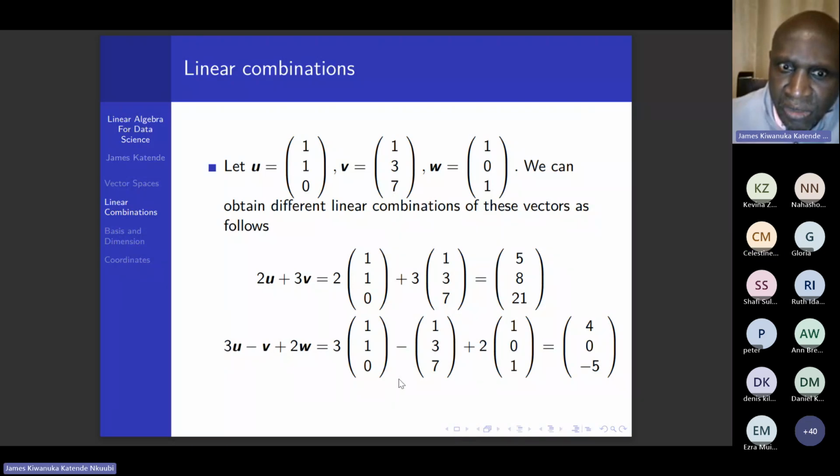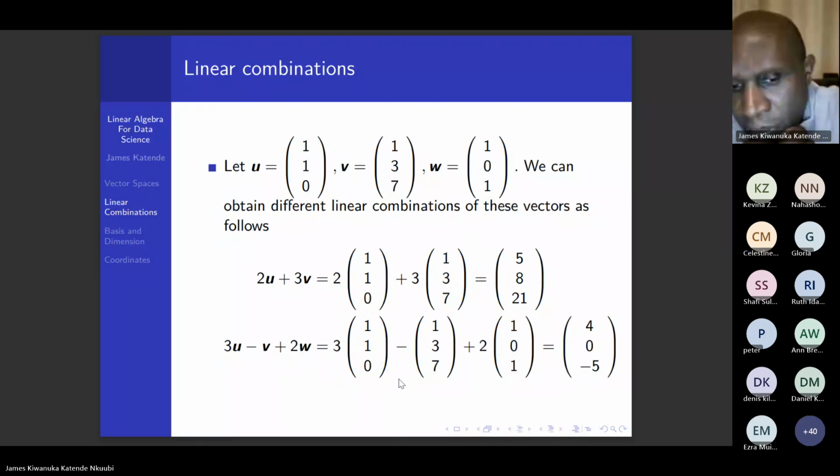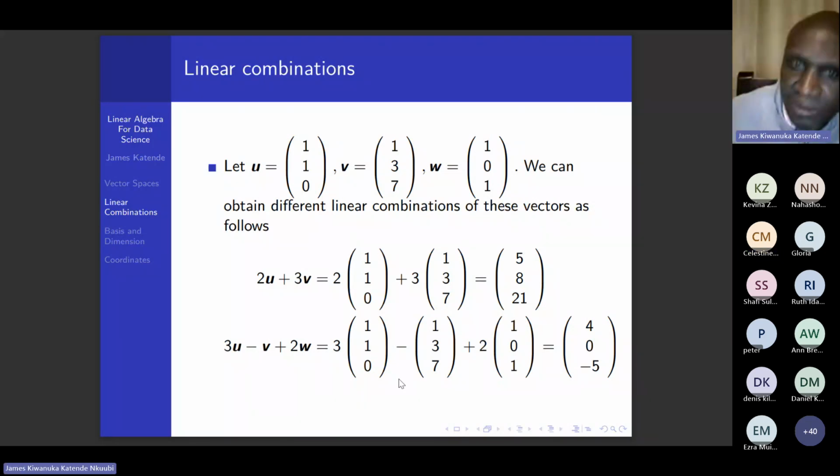Linear combinations. Is someone trying to speak? Do you have a question? They've gone quiet.